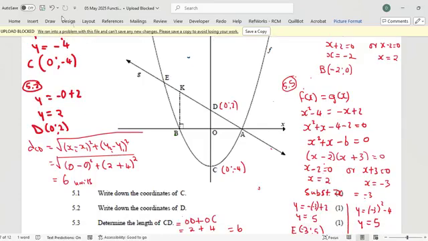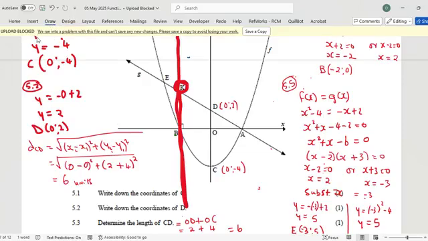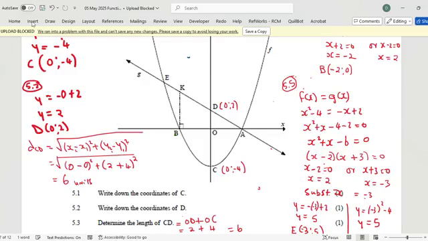At this point, we know one value. Is it the x value we know or is it the y value that we know? The x value. Thank you. Because at any point on this line, the x value is the same. So we know the x value at that point. What is the x value at that point? Negative 2.